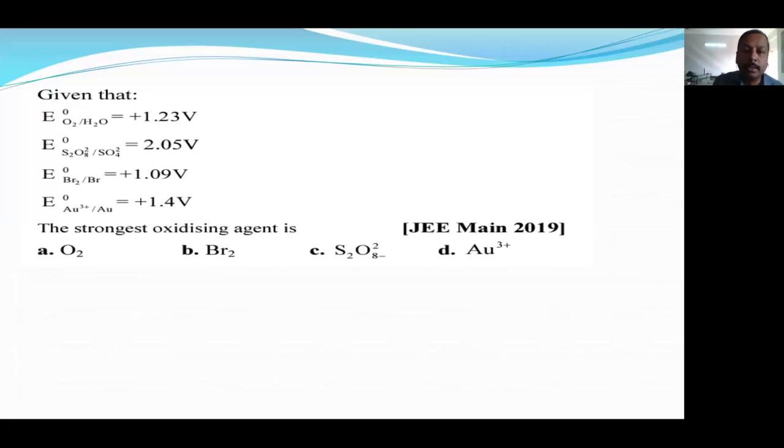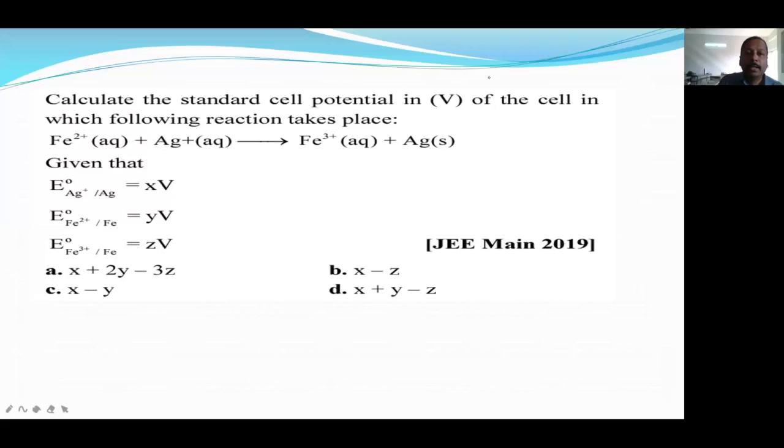Okay, next question. The two logics I told you, to find out the reducing agent and oxidizing power, that logic comes in so many questions. So try to apply it here, then you tell me. You can send the message. If you apply the logic, C is the answer. It has the highest positive reduction potential.